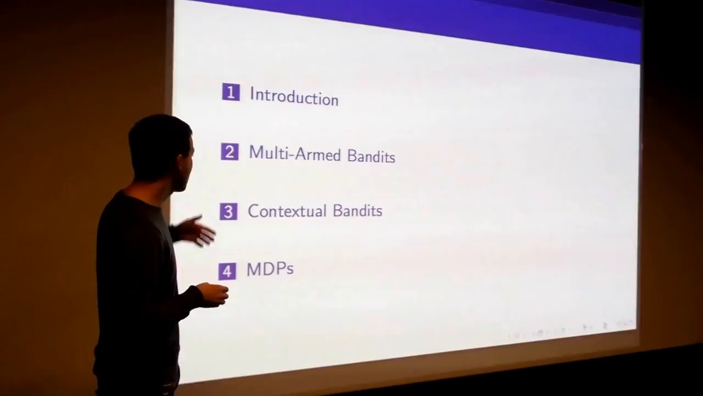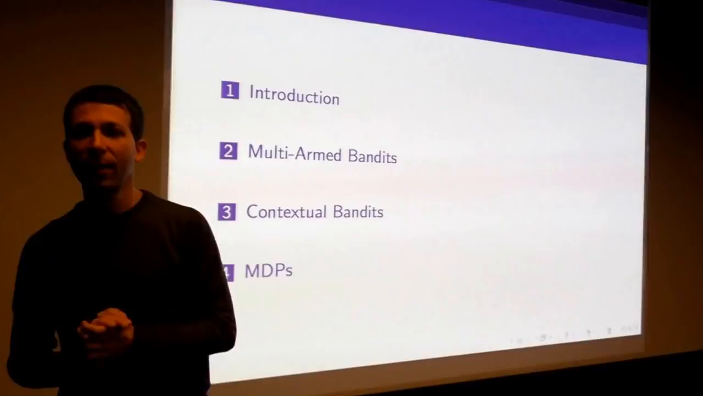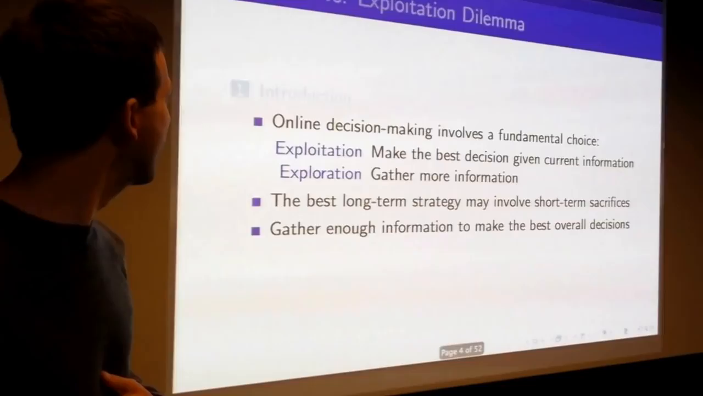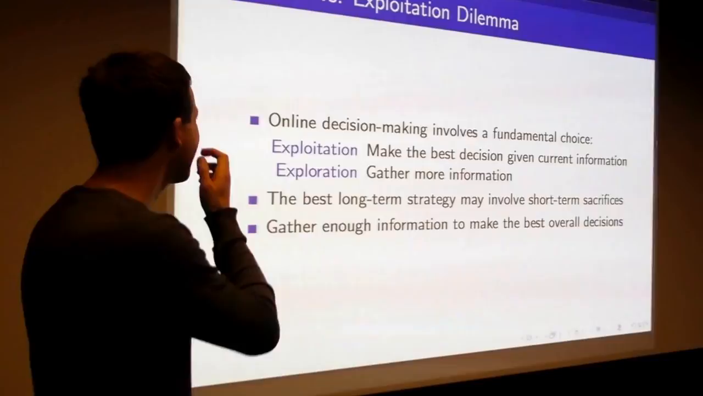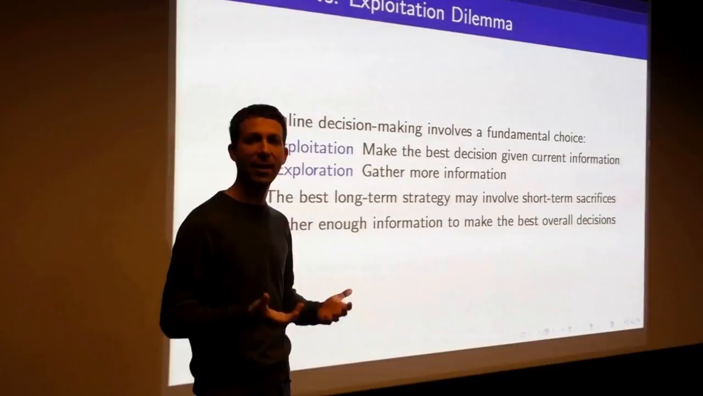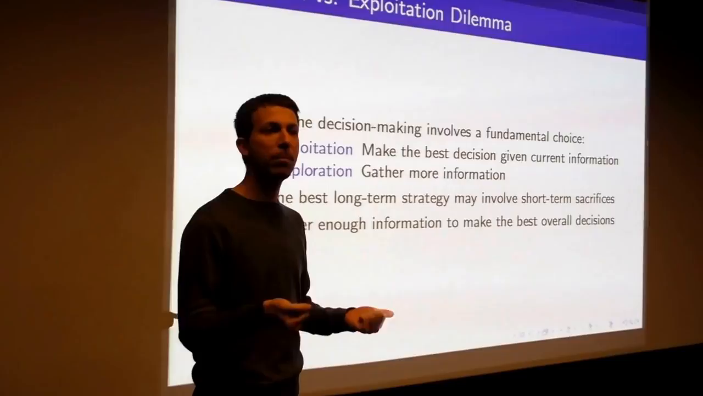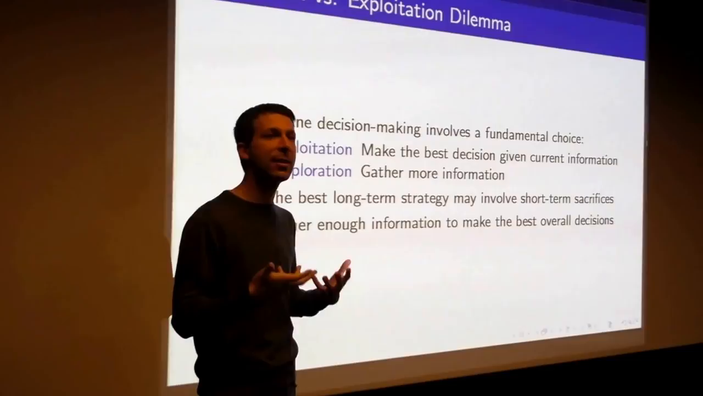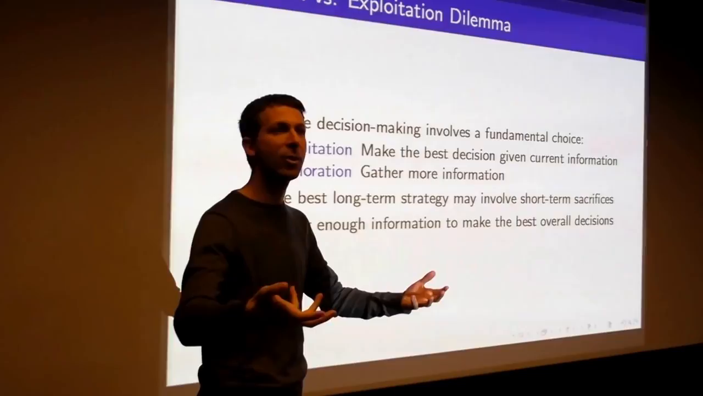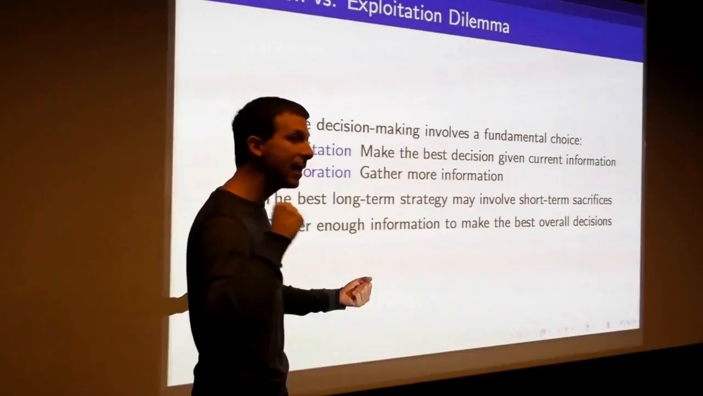Okay, so we'll start with a brief introduction to try and understand what's going on in this area. Every time we're decision-making online, this same choice comes up again and again and again. Right now I can make a decision, I can take an action, but what should I do? Should I exploit, which essentially means to make the best decision given the information we have so far. So if you've got some information, maybe you've figured out your value function, and according to that value function, you really believe that one action is the best. So exploitation means taking that best action, acting according to the max.